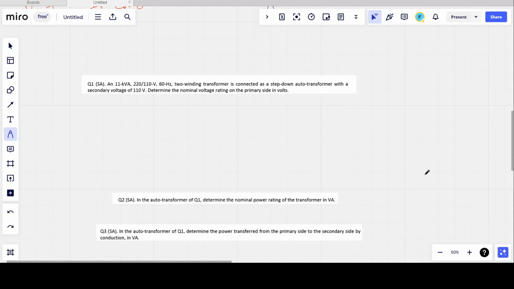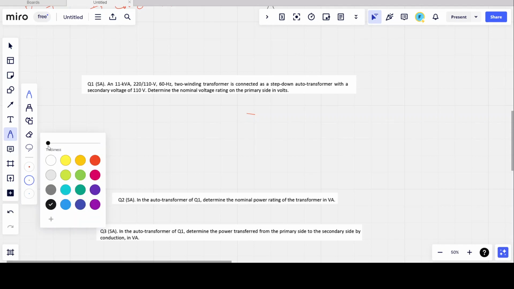Now that we understand the power rating of a two winding transformer and the power rating of an auto transformer, let's try to solve some of these problems that I have here. Let's read it together.